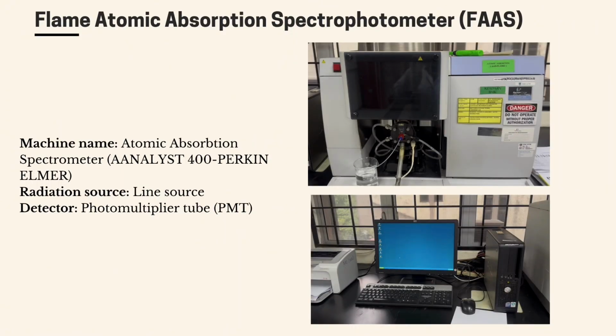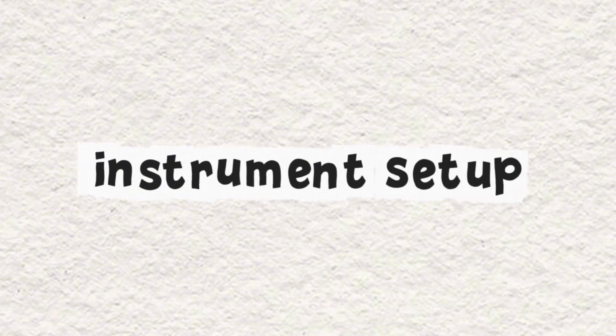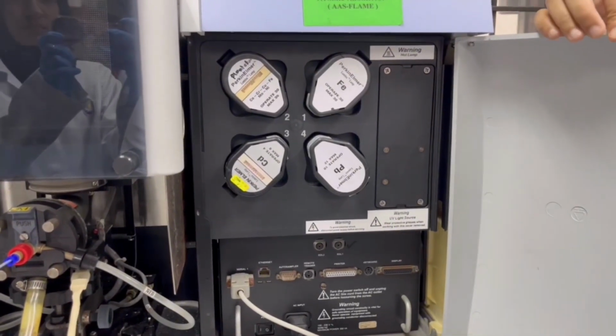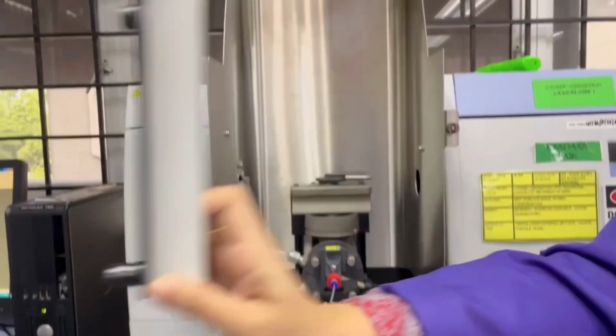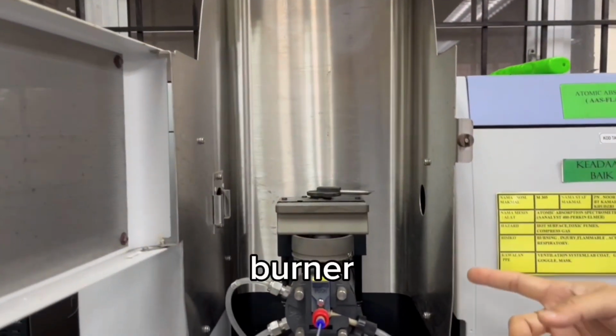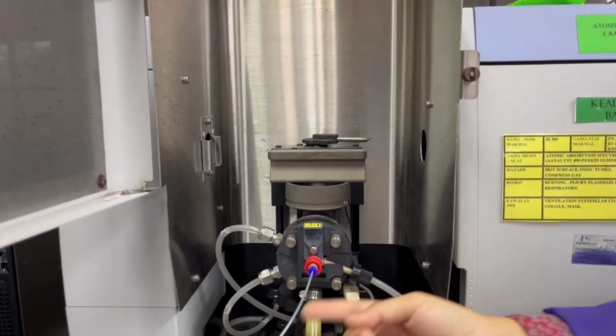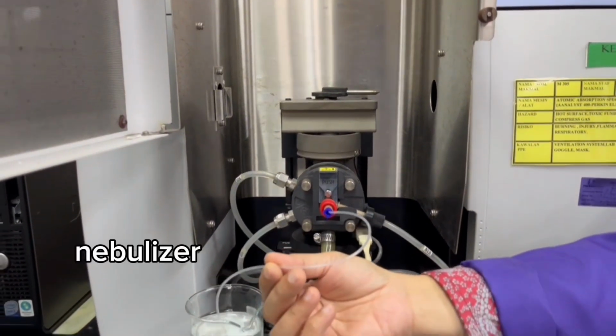This is the instrument of a flame atomic absorption spectrometer. The brand is AAnalyst 400 PerkinElmer. So the radiation source is the line source, and the detector is photomultiplier tube, which is PMT. So here is the instrument setup. This is the lamp compartment, while this is the burner, and this is the nebulizer.